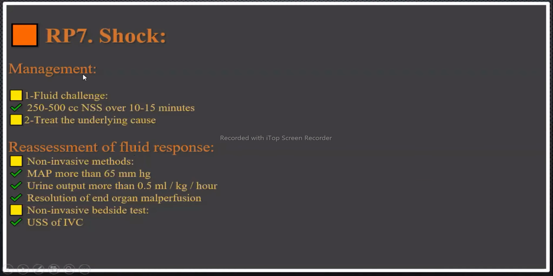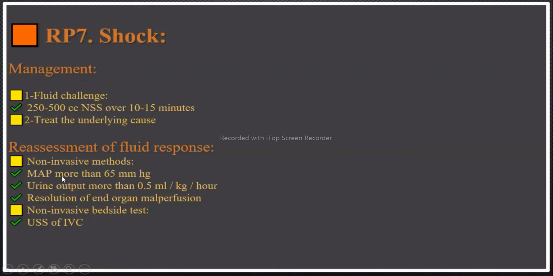So the management in any shock, whatever the cause, is a fluid challenge. You can give 250 up to 500 cc normal saline over 10 to 15 minutes and treat the underlying cause. After that, reassess after 15 minutes. So you have methods of reassessment.